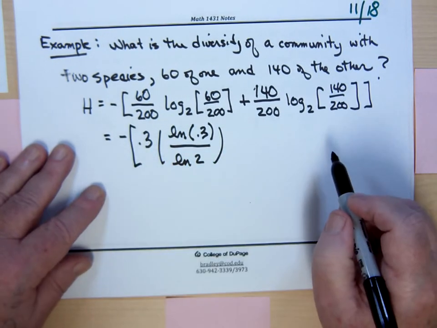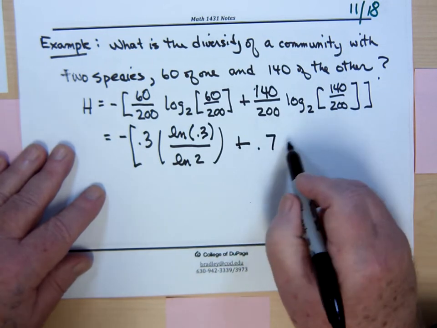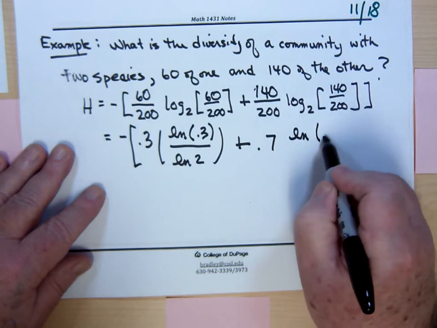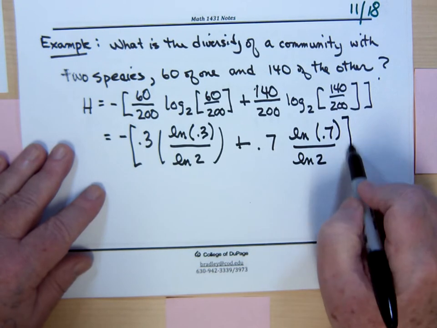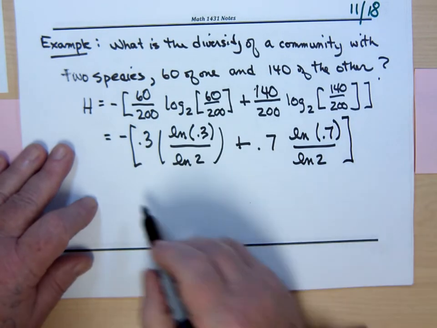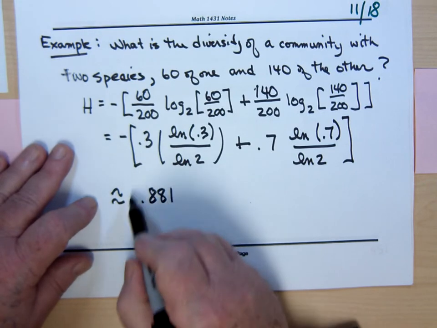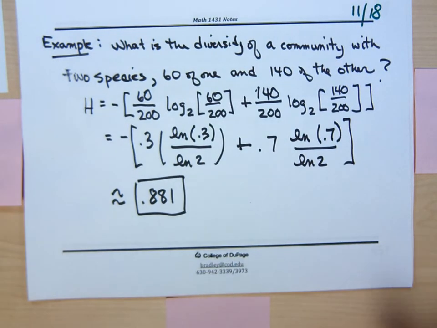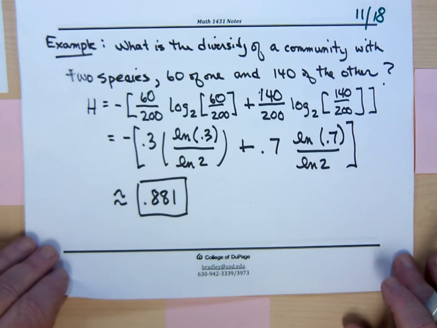And then we will say plus, and this is going to be 0.7, and that is the logarithm base 2 of 0.7, so we will do it this way. And now it is pounding this number into your calculator, and you'll get approximately 0.881. Students should really practice pounding this into your calculator to make sure that you're good at using a calculator, because it's kind of the point of many of these problems.